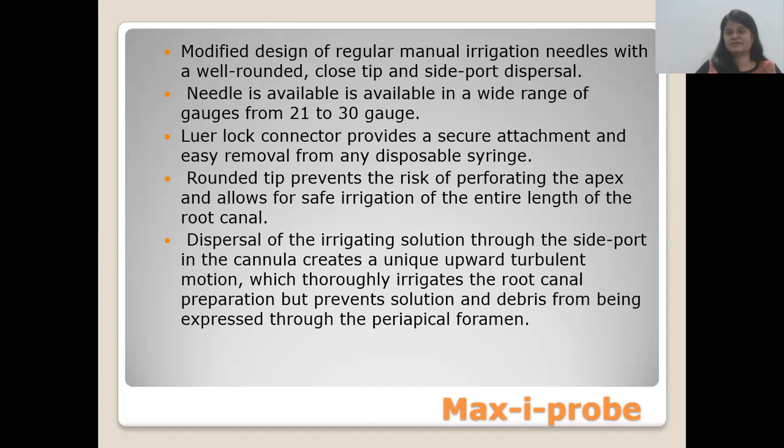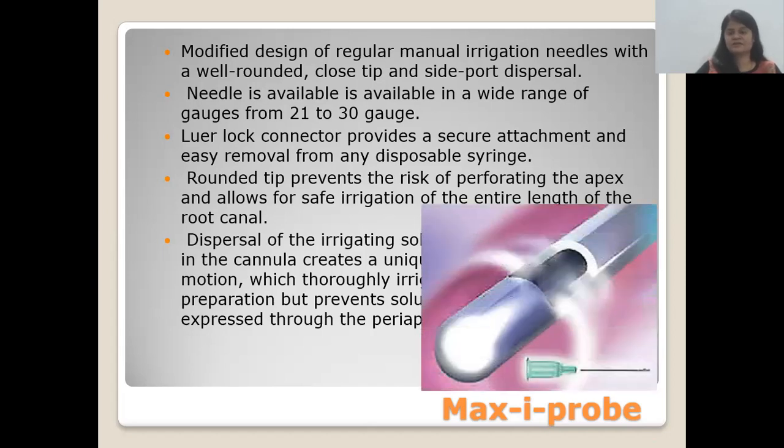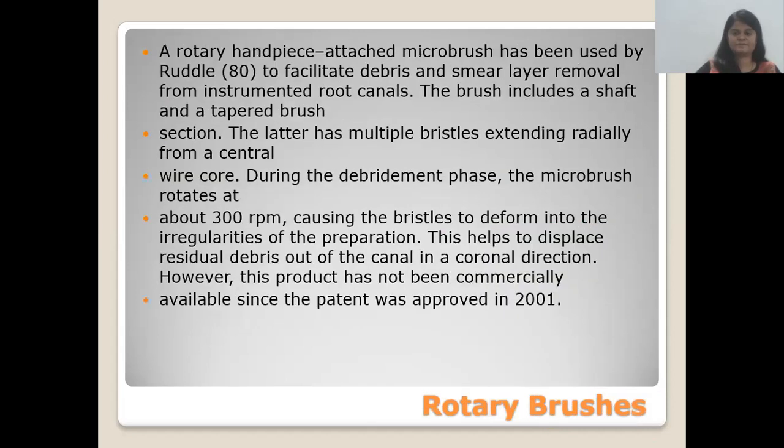The rounded tip prevents the risk of perforating the apex and allows safer irrigation of the entire length of the root canal. Dispersal of irrigating solution through the side port of the cannula creates a unique upward turbulent motion, thoroughly irrigates the root canal preparation, but prevents solution and debris from being expressed through the periapical foramen. This is a picture of the Maxi Probe showing the perforated side venting of the needle.